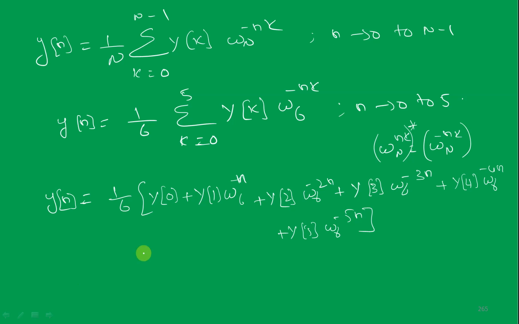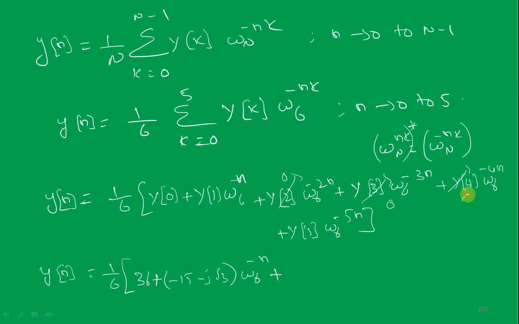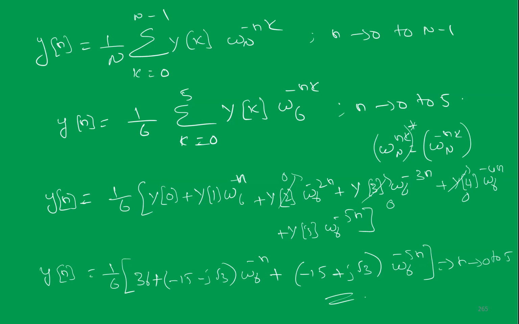Now substitute the Y of k values here. y of n is equal to 1 by 6. What is Y of 0? 36. Y of 1 is −15 − j√3, times W6 power minus n. Y of 2, Y of 3 and Y of 4 are 0, since 0 into anything is 0. Next, what is Y of 5? −15 + j√3, times W6 power minus 5n. Here n value is 0 to 5, so you complete this for n from 0 to 5.